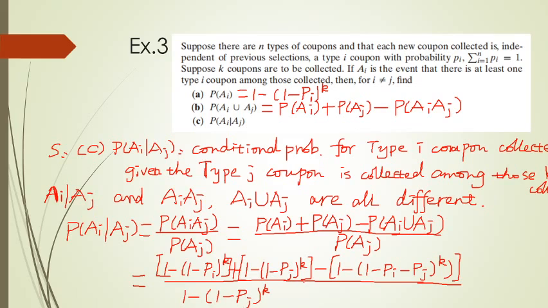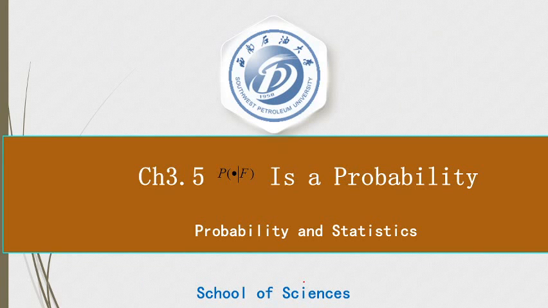Now let's start section 4, okay, section 5, sorry. Section 5, the conditional probability given the event F. We just follow the notation from the textbook. The conditional probability given the event F, this dot can be any other event, right? This is also a probability, okay? The conditional probability given the event F is also a probability. What does this mean?